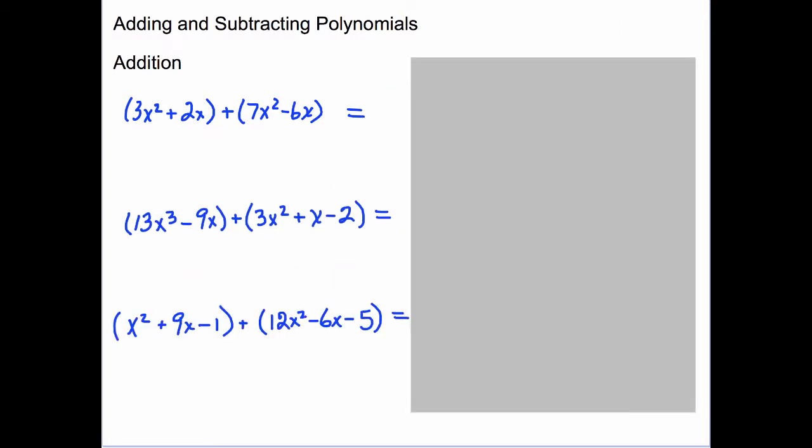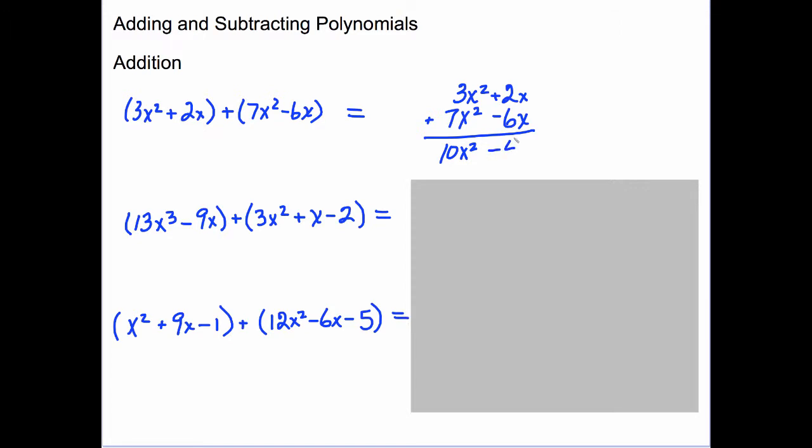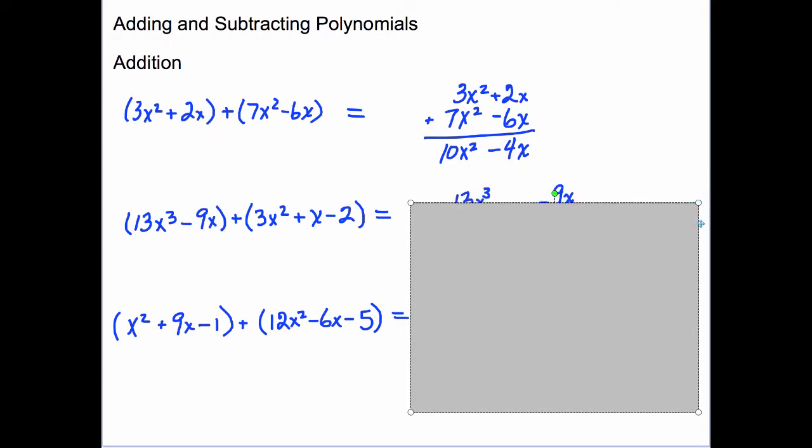Now, another way that we have of doing the addition is to arrange the terms instead of horizontally like this, we can arrange them one above the other. And this is what that would look like. We would take 3x squared plus 2x, and then below it we would add 7x squared minus 6x. And you can see how the addition works. 7 plus 3 is 10, so this is 10x squared. And 2x minus 6x is minus 4x. Take a look at the next example.